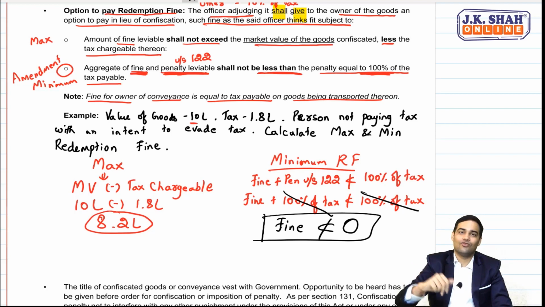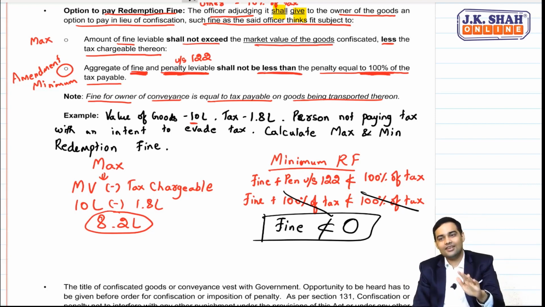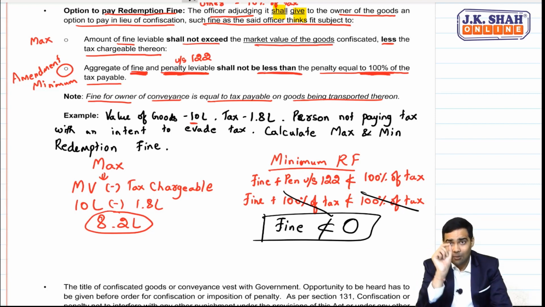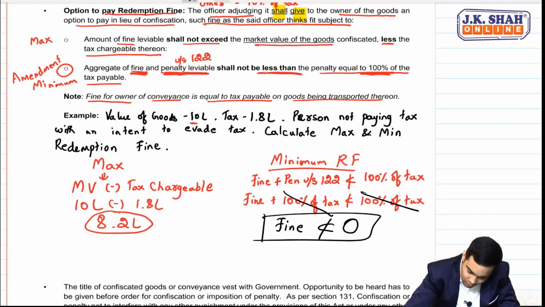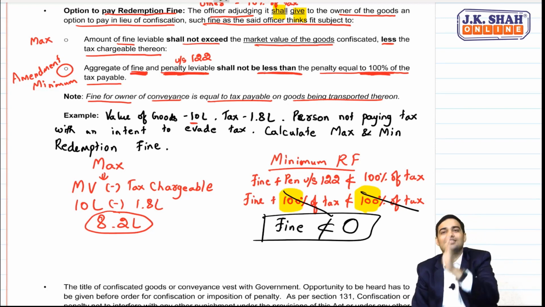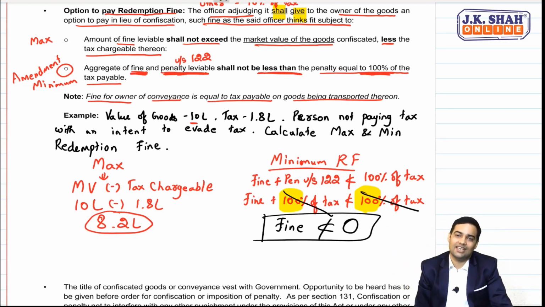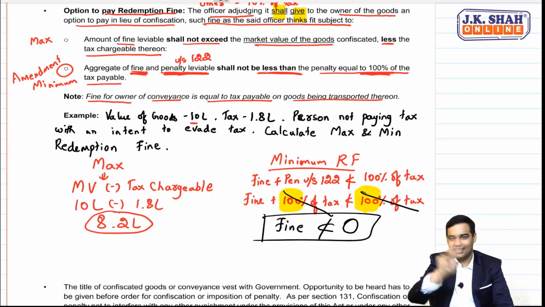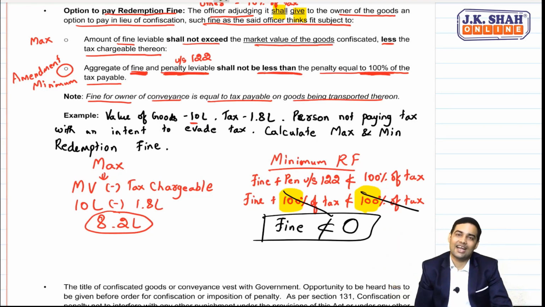Sir, if we are calculating for a person who is not a fraud, normally section 130 is not initiated for other than fraud cases. But if it is initiated for other than fraud cases, then the penalty under 122 will be 10%. Here you have 100%, here you have 10%. So the fine shall not be less than 90% of the tax, because 100 minus 10 will get you 90%. Clear with this?